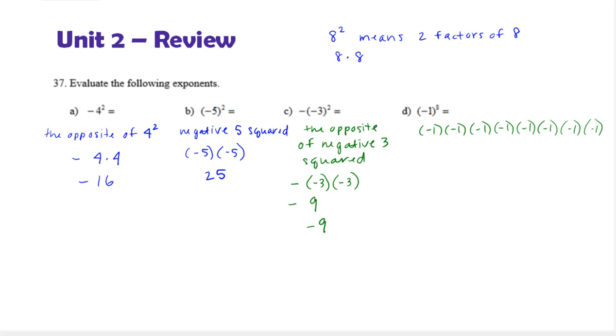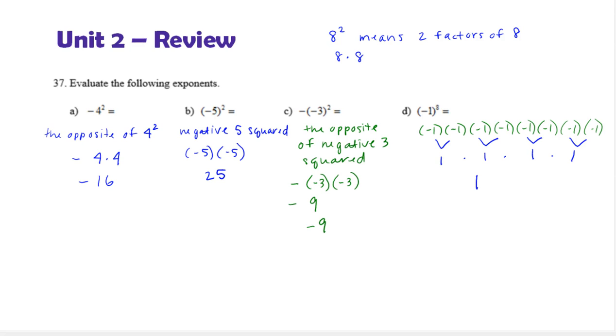So let's multiply these two at a time. So negative 1 times negative 1 is positive 1. This is positive 1. This is positive 1. This is positive 1. And we can multiply all of these results. So notice every pair of negatives, the negatives cancel out to a positive. And since there were 8, an even number of negatives, we had an even number of pairs making all of these positive, and our result is positive 1.